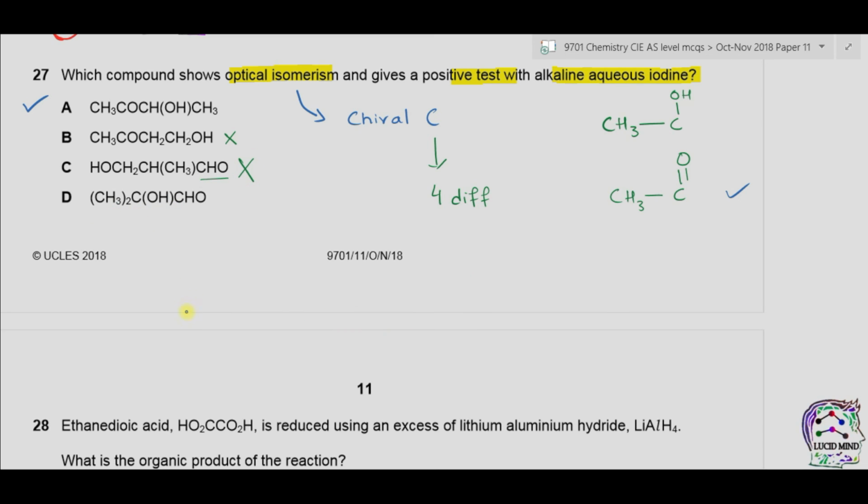Now with the last one we have two CH3 attached to a carbon. Also OH is attached to this carbon, and we have an aldehyde. As we can see, no carbon is attached to 4 different groups, so we don't have optical isomerism. Also we can see that this is a tertiary alcohol as OH is attached to this carbon which is directly attached to 3 carbon atoms. So tertiary alcohol does not give a positive test with alkaline aqueous iodine. The correct answer is therefore A.